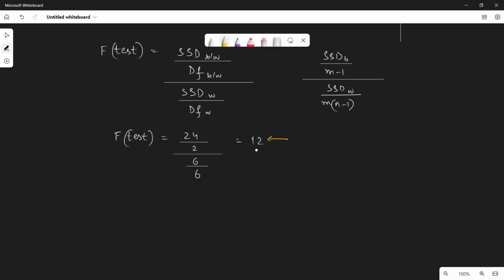Now, in the question, you might have the values for your alpha. So let us consider the value of alpha that we have. Let me first show you the F table. The F table is somehow difficult to interpret.